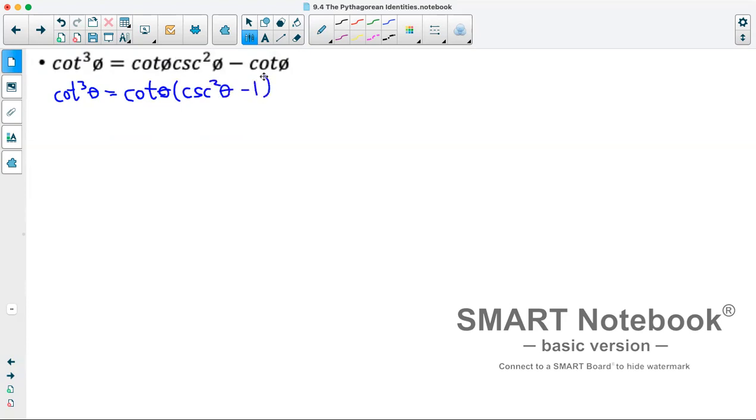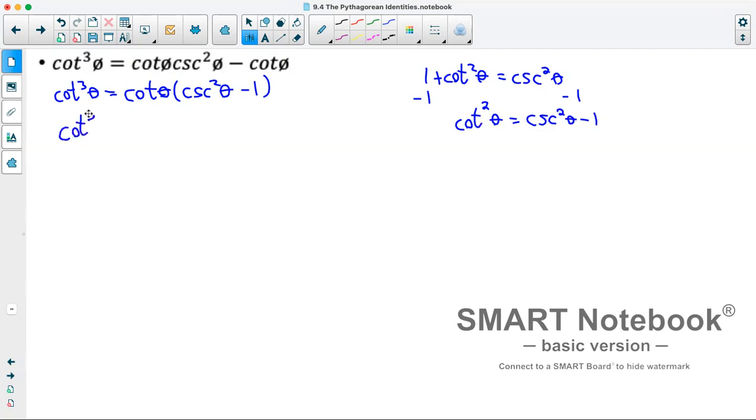minus 1. Now, if we look at our Pythagorean identities, one of them has cosecant in it. So we have the identity that 1 plus cotangent squared theta is equal to cosecant squared theta. Now, this looks slightly different than this, but we can rearrange this. If we subtract 1 from both sides, that gives us cotangent squared theta is equal to cosecant squared theta minus 1. So this now matches what we had in here, so we can replace it with cotangent squared theta.